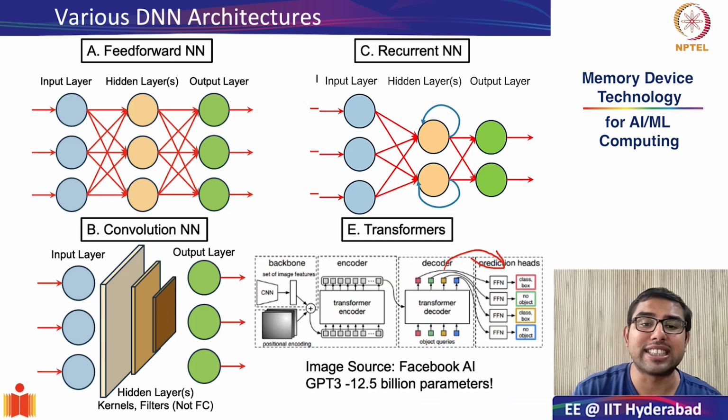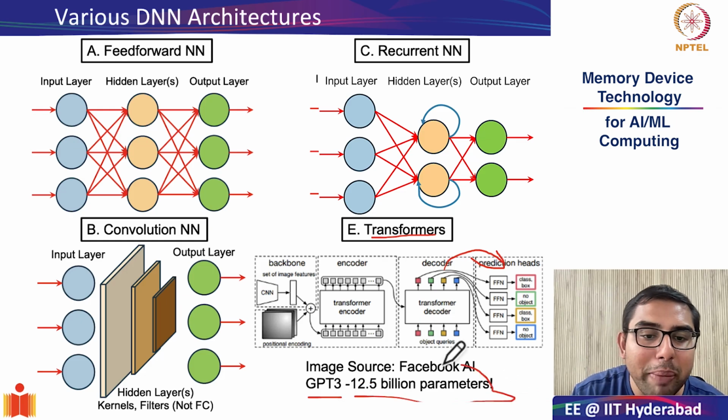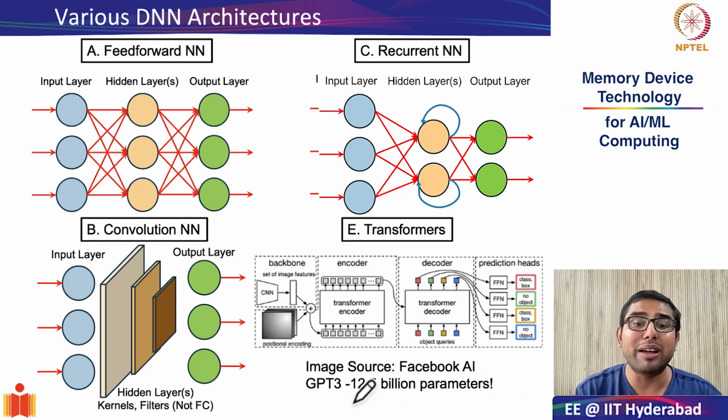An example of the same is the transformer models which go into ChatGPT. GPT-3, the third version of the general purpose transformer, has almost 12.5 billion parameters. Now, 12.5 billion parameters is more than the number of neurons in a human brain. The number of neurons in a human brain is roughly 9 billion. So it looks like the GPT model is becoming more complex as compared to even the human brain.